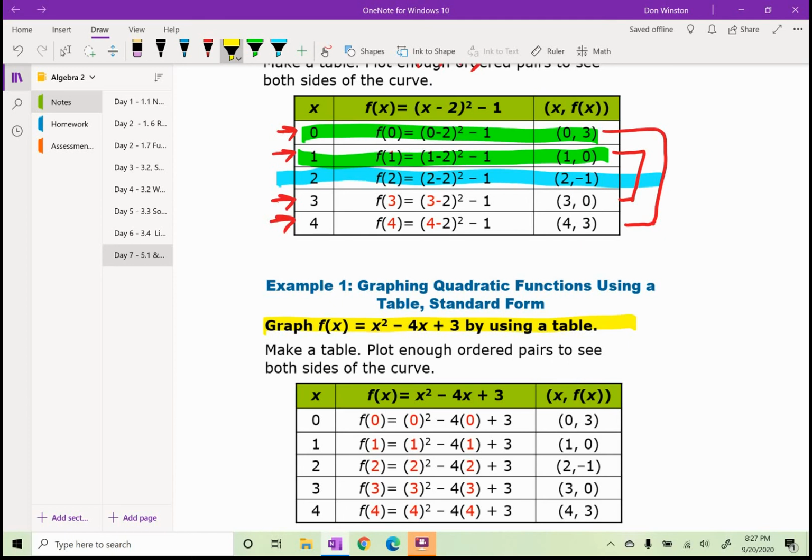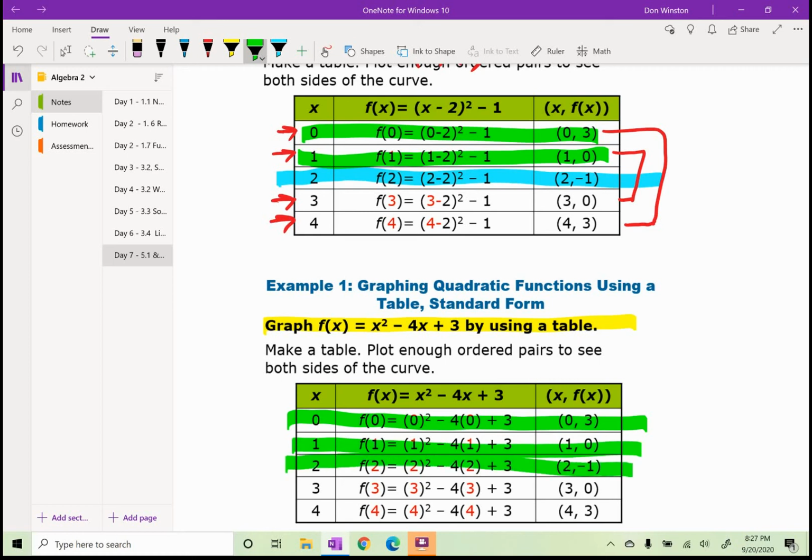So notice when x is equal to 0 in standard form, I still get y is 3. When x is 1, I still get y is 0. When x is 2, I still get y is negative 1. Doesn't matter. It's the same as we got when we were working with vertex form. We will learn how to go from vertex form to standard form and from standard form to vertex form. That's a very important part of this chapter.